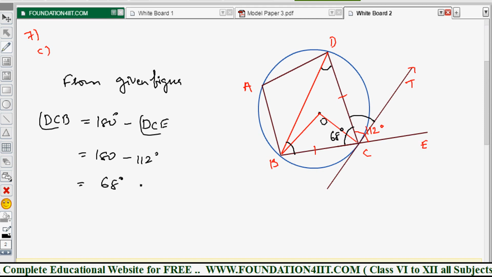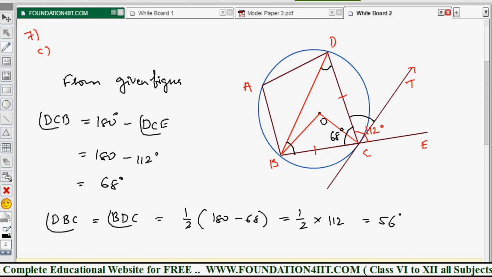Then you can share it between both. Therefore, angle DBC or BDC, these both are equal. That is equal to half of 180 minus 68. From the total 180, you subtract 68 and divide between both. So one by two into 180 minus 68, half of 112 is 56 degrees each. So this is 56 degrees and this is also 56 degrees.